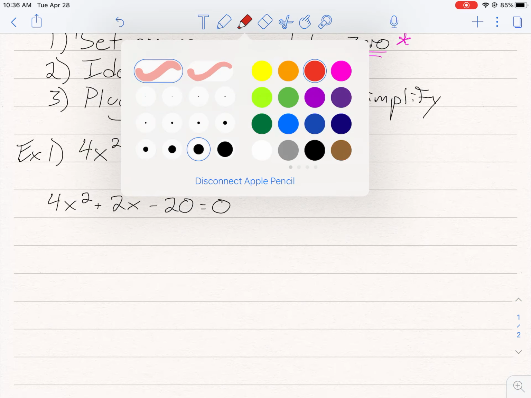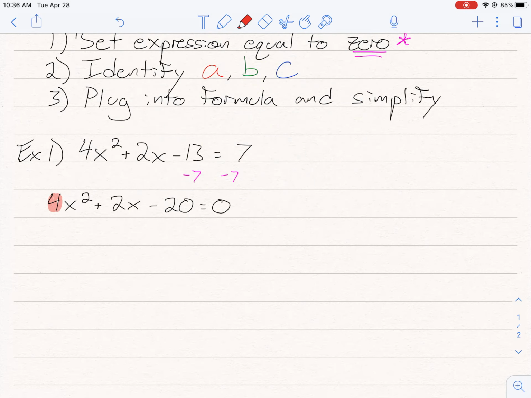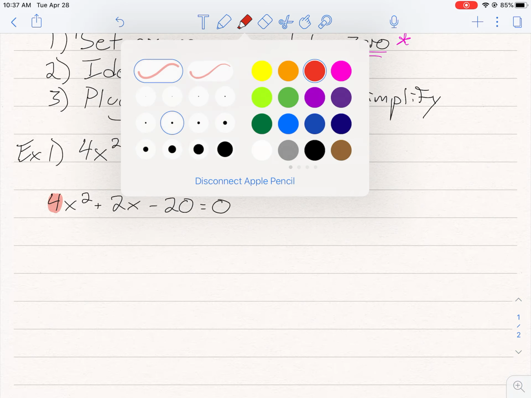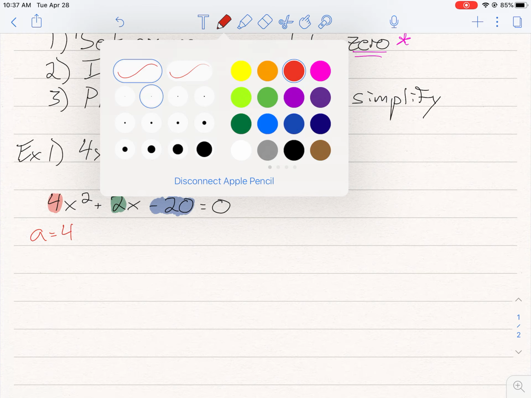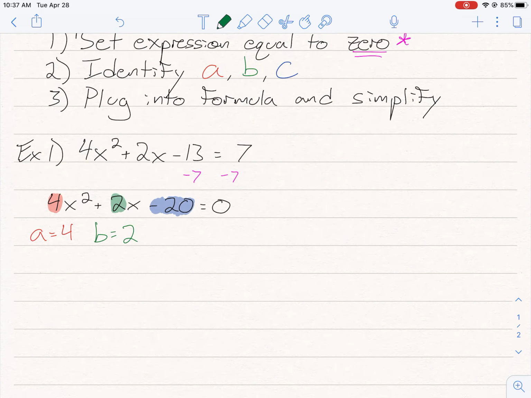Step 2 is identify your a, b, and c values. A is the coefficient in front of the x squared. B is your coefficient in front of the x, your linear term. And then c is the constant, including that sign that comes at the end of your expression. So here's negative 20. So I've got a is 4, b is positive 2, and c is negative 20. So make sure that the signs also come along with those numbers.